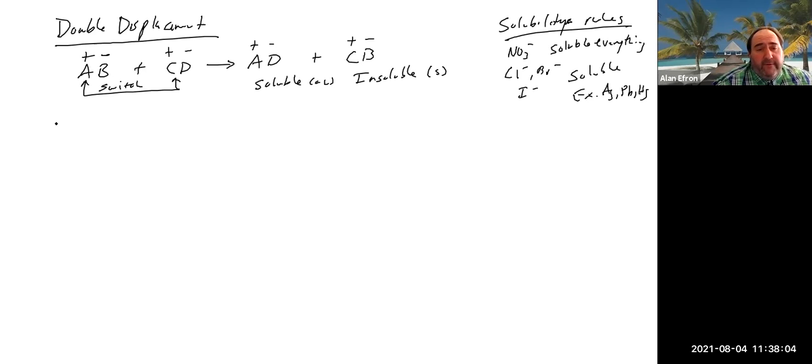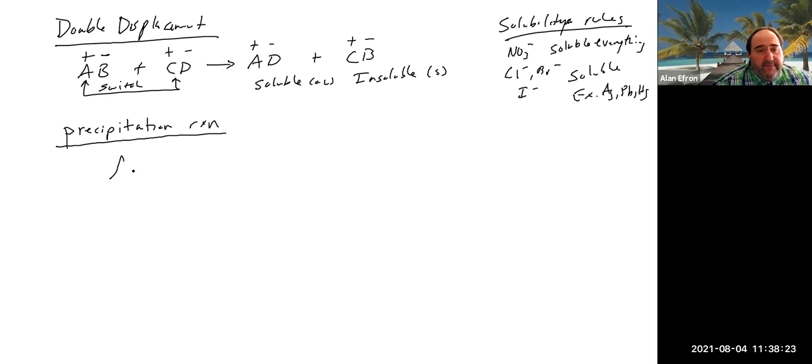And one of those driving forces is a precipitation that is made. And that's another way that we could classify a double displacement reaction, as a precipitation reaction, which is really just a double displacement reaction that results in a solid being formed.